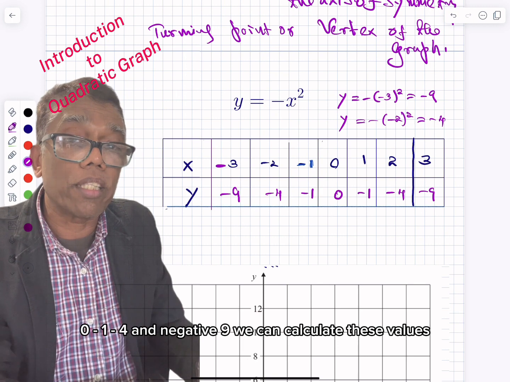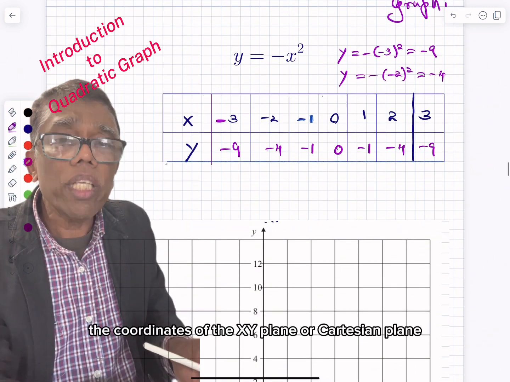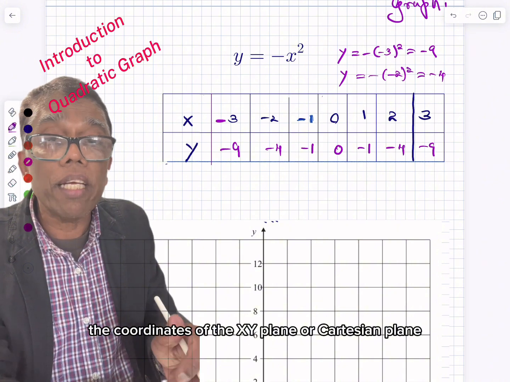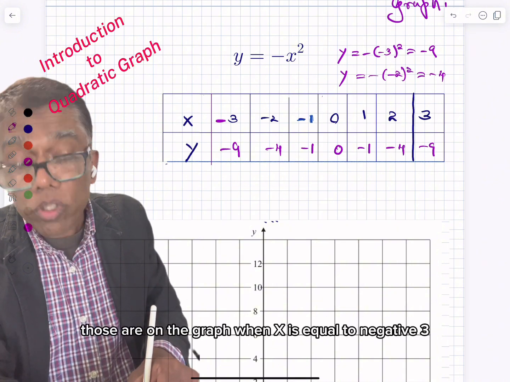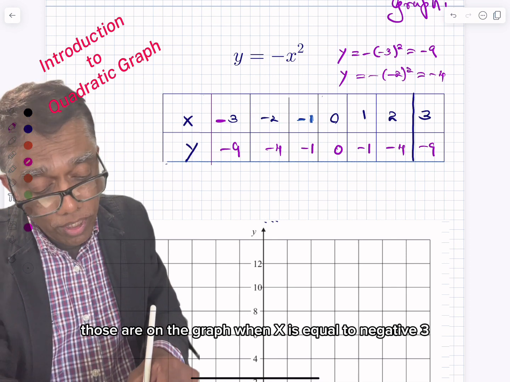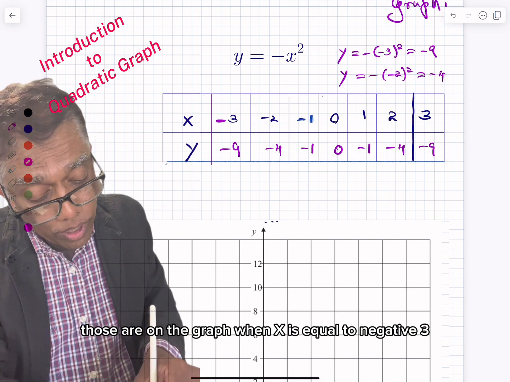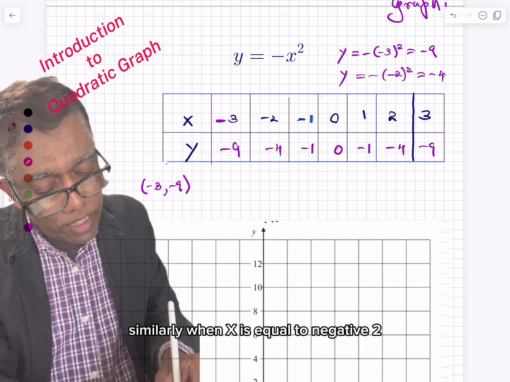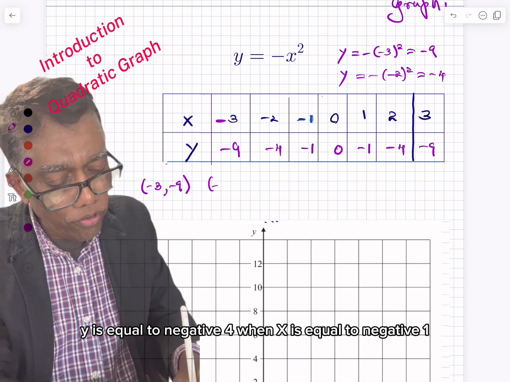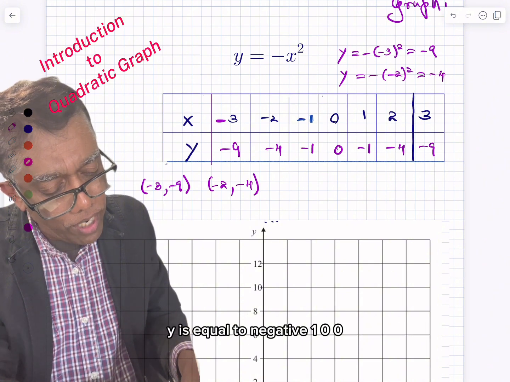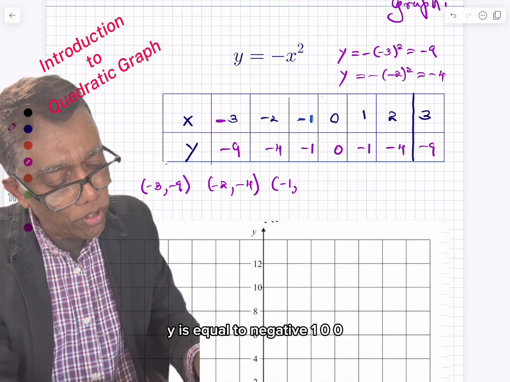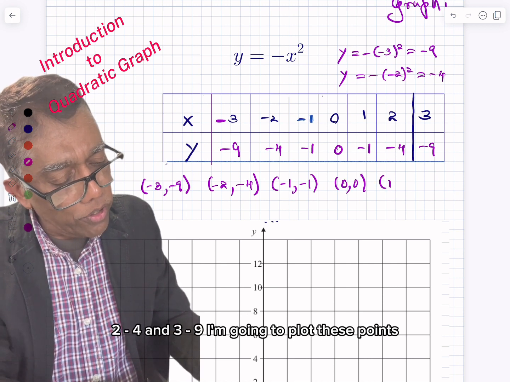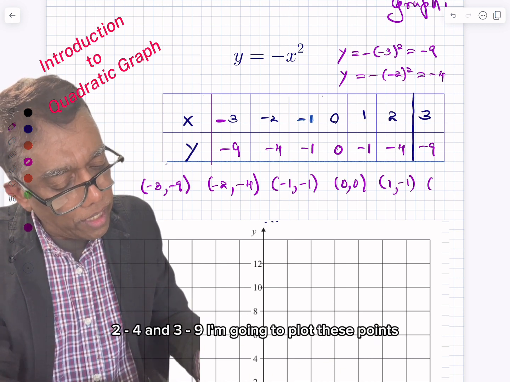We can calculate these values. Therefore, the coordinates on the xy plane or Cartesian plane that are on the graph are: when x is equal to negative 3, y is equal to negative 9. Similarly, when x is equal to negative 2, y is equal to negative 4. When x is equal to negative 1, y is equal to negative 1. 0, 0; 1, negative 1; 2, negative 4; and 3, negative 9.